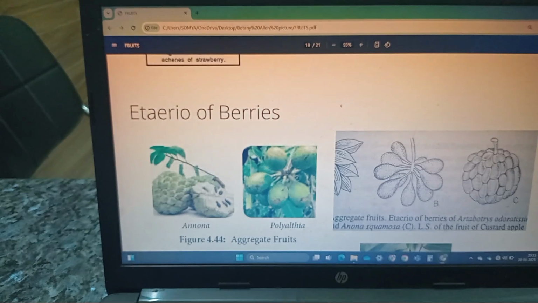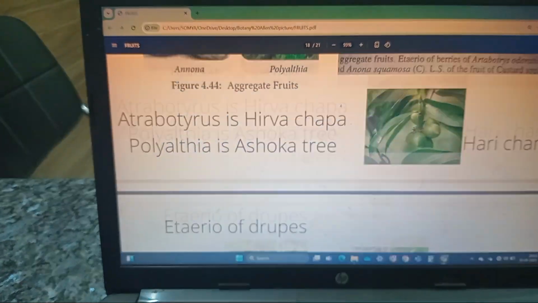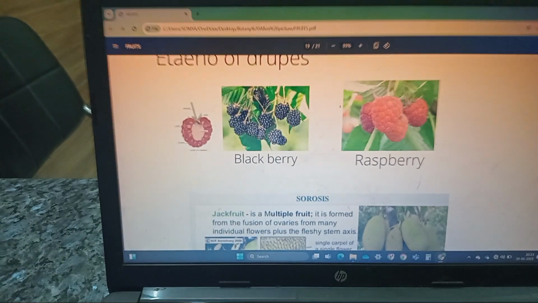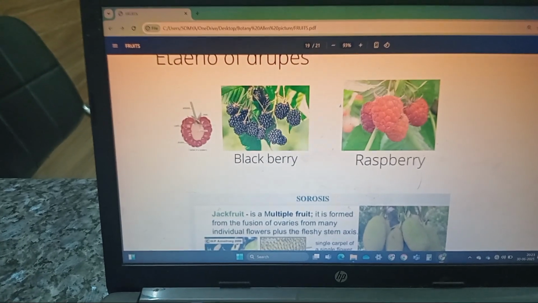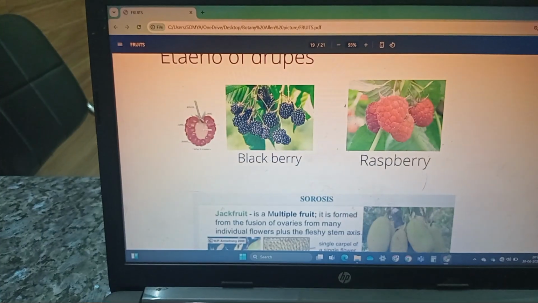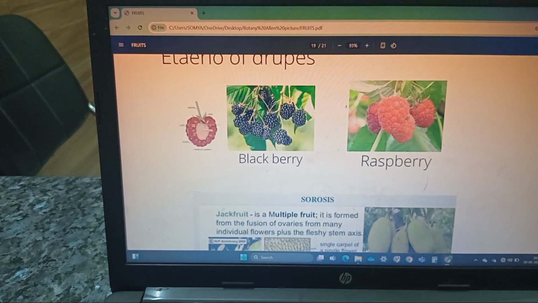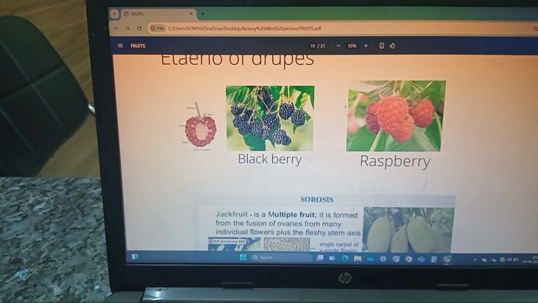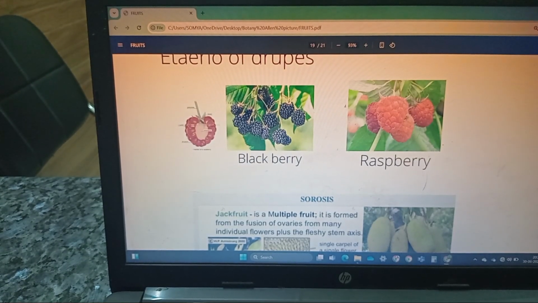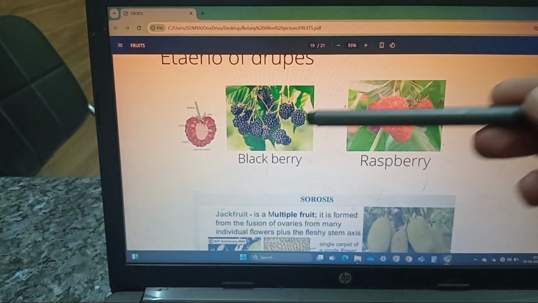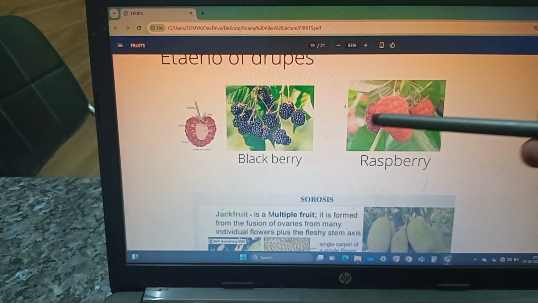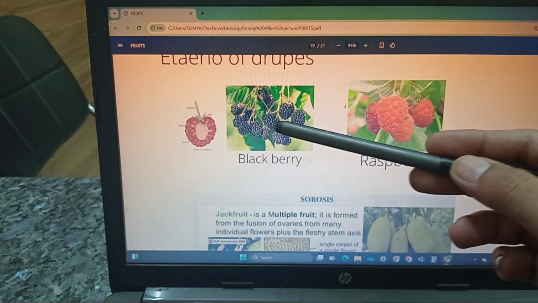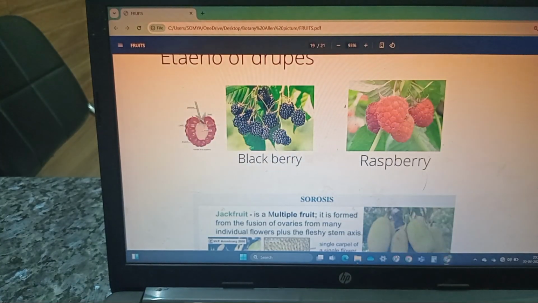Then etaerio of drupes, that is your raspberry and blackberry. Raspberry and blackberry are not berries. This is etaerio of drupes. So strawberry is the false fruit, which is etaerio of achenes. Raspberry and blackberry are the etaerio of the drupes. Meaning there are many drupes.